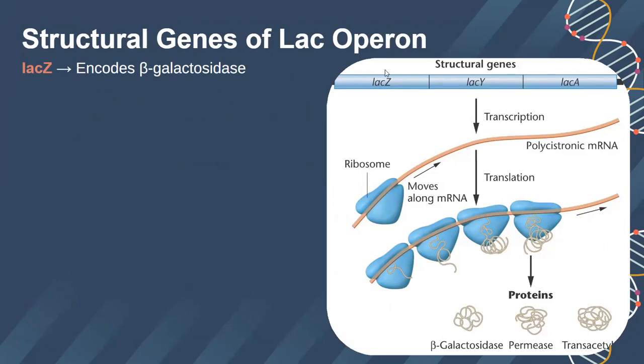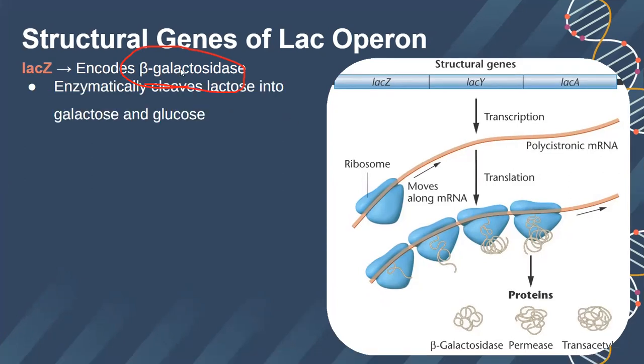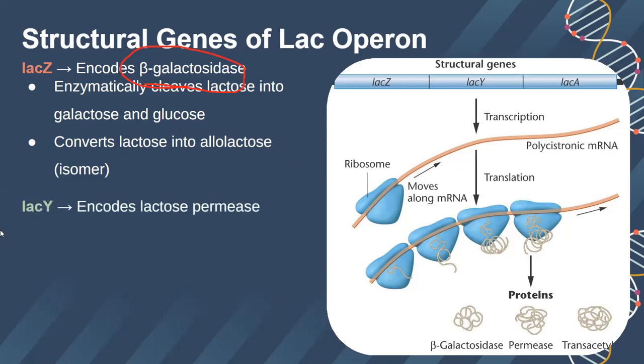Now, what is LAC-Z? These three structural genes are required for lactose metabolism. LAC-Z encodes for the enzyme beta galactosidase. What is this enzyme doing? This enzyme is breaking lactose into glucose and galactose. Lactose is a disaccharide made up of two monosaccharides, galactose and glucose. The disaccharide is broken down into monosaccharides. It also converts lactose into its isomer, allolactose. So LAC-Z is involved in breaking of the lactose molecule.